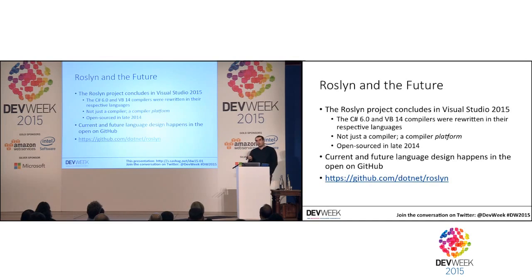And one more thing before we get started, I do have to mention the Roslyn project. Visual Studio 2015 puts an end to a very, very long development cycle inside Microsoft of the Roslyn project. And Roslyn is a re-implementation, essentially a rewrite from scratch, of the C# and Visual Basic compilers in C# and Visual Basic.